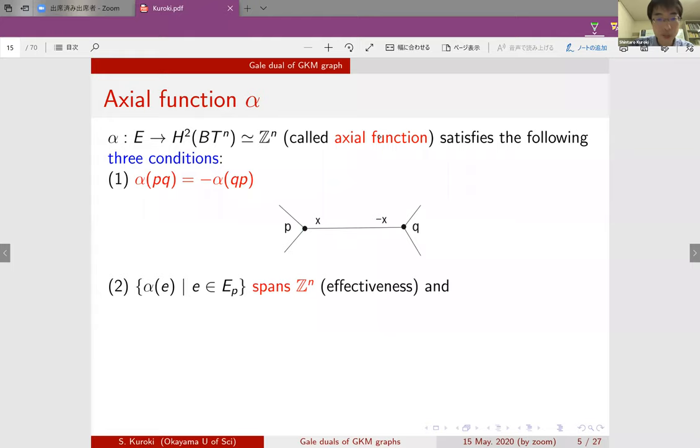The second condition says: let's consider alpha(E_p) around p. So alpha(E_p) is the set of the axial functions of all outgoing edges from p, and p is any vertex. One of the second conditions is that it spans Z^n. Sometimes this condition is not assumed in GKM theory, but in this talk we assume it. This is sometimes called the effectiveness condition because it comes from the effective torus action.